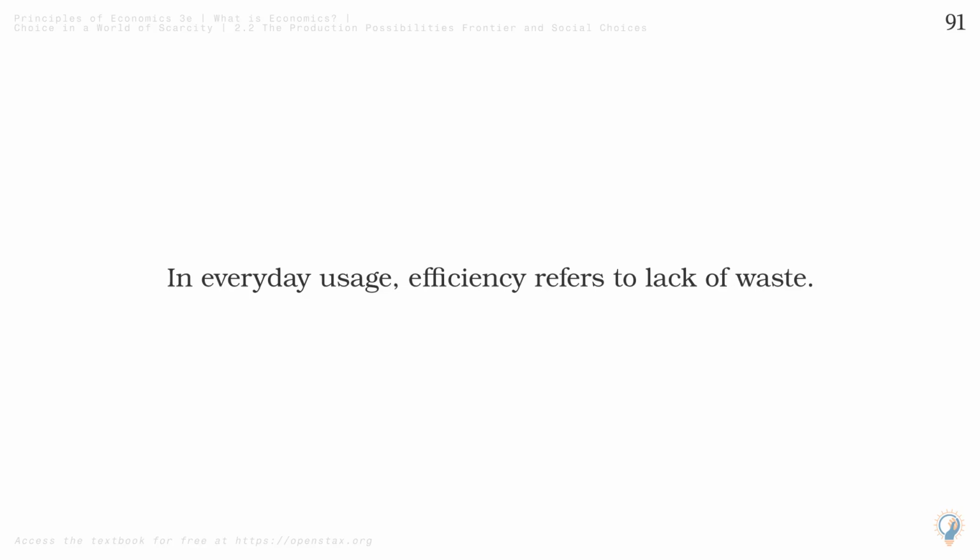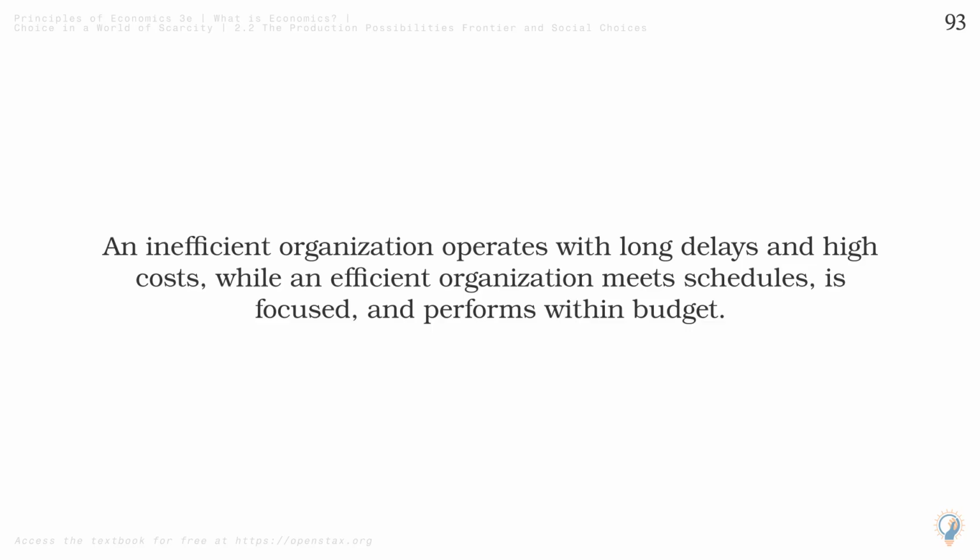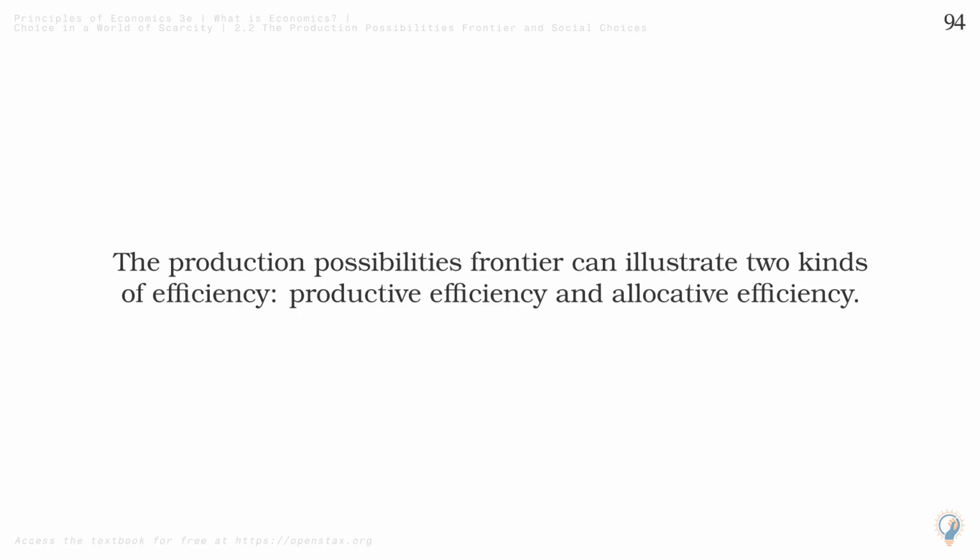In everyday usage, efficiency refers to lack of waste. An inefficient machine operates at high cost, while an efficient machine operates at lower cost, because it is not wasting energy or materials. An inefficient organization operates with long delays and high costs, while an efficient organization meets schedules, is focused, and performs within budget. The production possibilities frontier can illustrate two kinds of efficiency: productive efficiency and allocative efficiency. Figure 2.4 illustrates these ideas using a production possibilities frontier between healthcare and education.